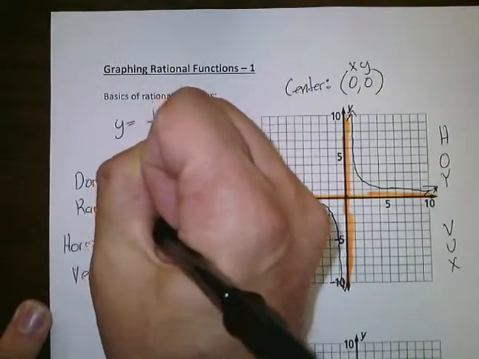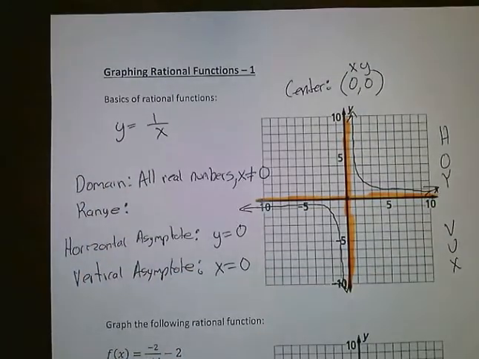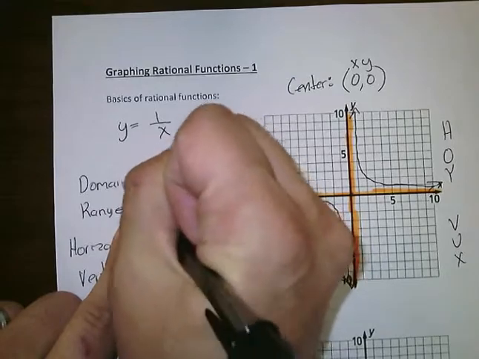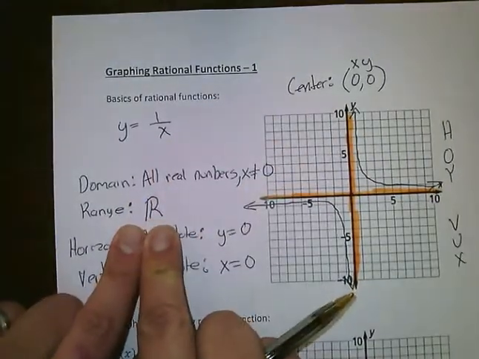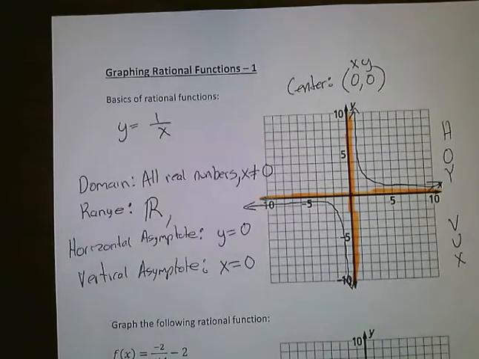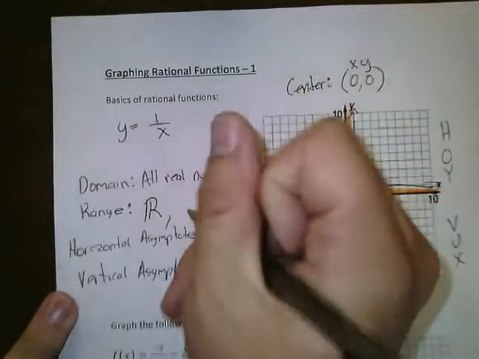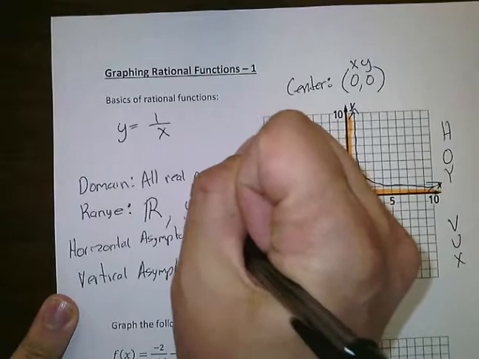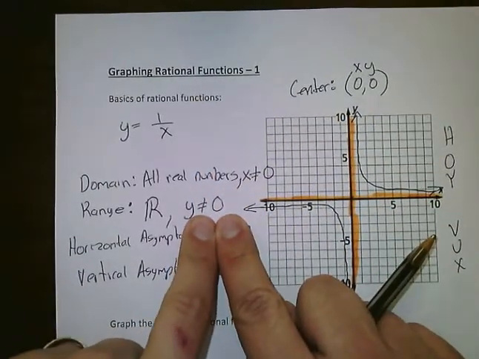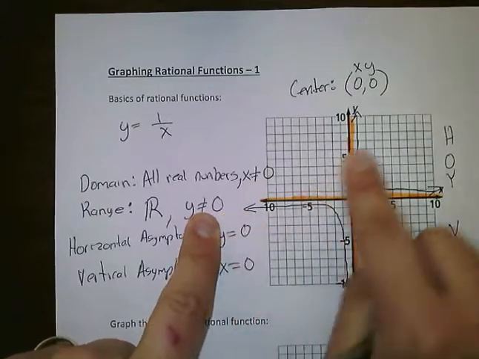For the range, it's asking, all right, you're plugging all of these x values in. What are the y values that you can get out of it? Well, I can get all real numbers, and another way to represent that is the symbol for all real numbers. I could get just about any y value that you can come up with, except there's one y value that no matter what we do, we're never going to get. We're never going to get 0. And guess where I got this value?